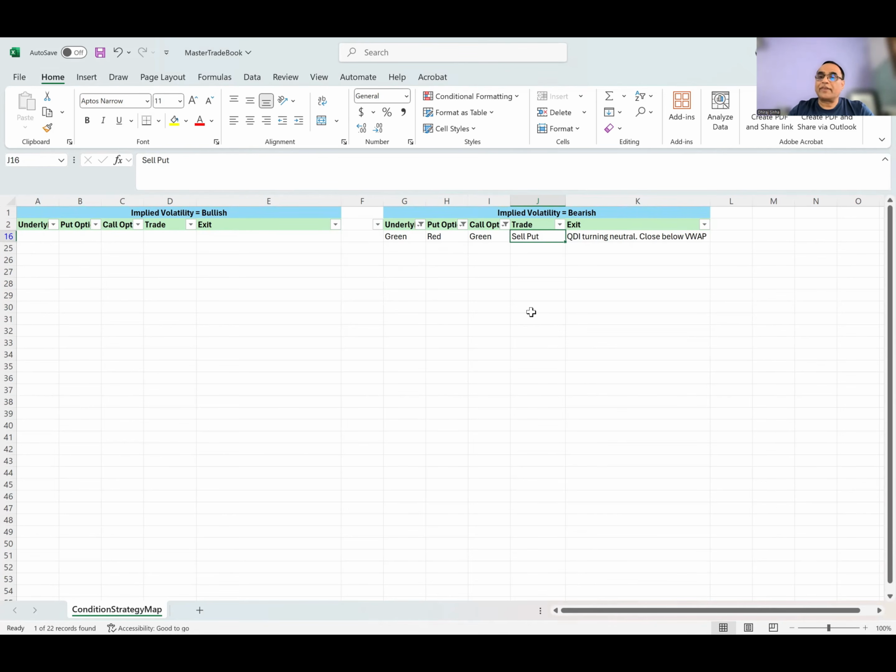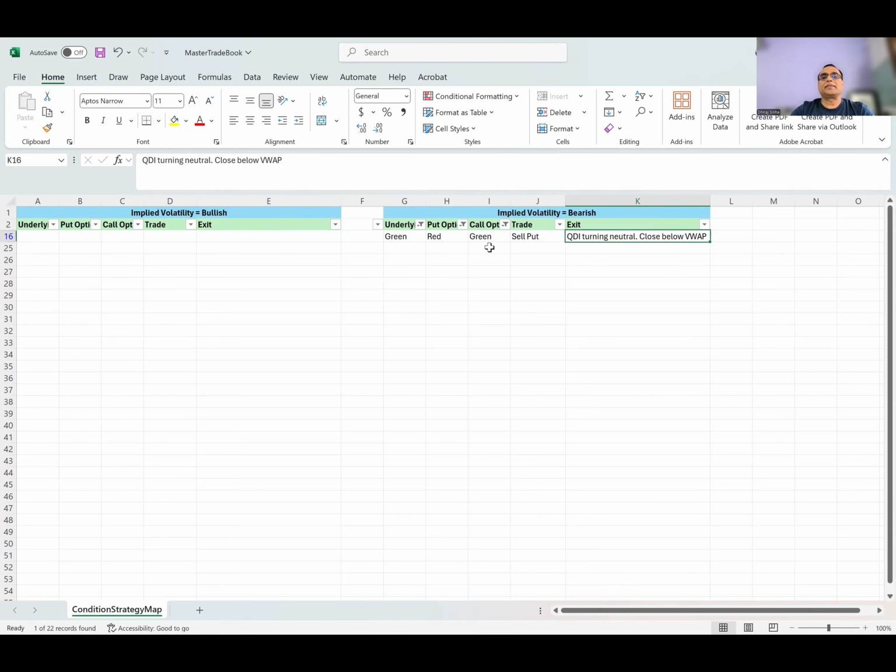Then I go ahead and sell the put option. So when do I exit? What is my exit point? When I sell a put option, my exit is when the Quantiple Direction Index turns neutral, because when I was selling that put option, it was showing red on the QDI. So half the quantity I will book when the Quantiple Direction Index turns neutral, and the other half I will exit when the put option 5-minute candle closes below VWAP. In this particular case, I do half and half. There may be cases where I exit at the same time.